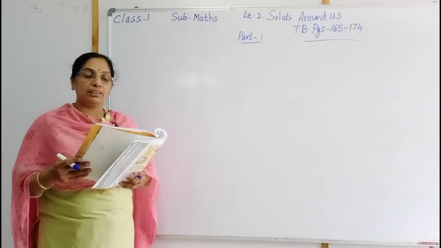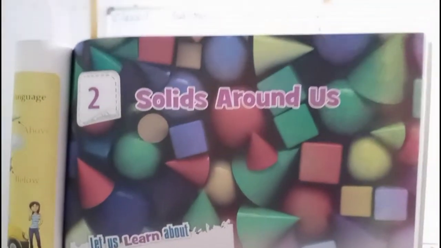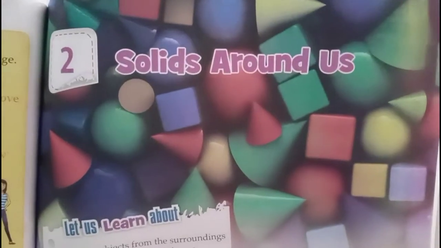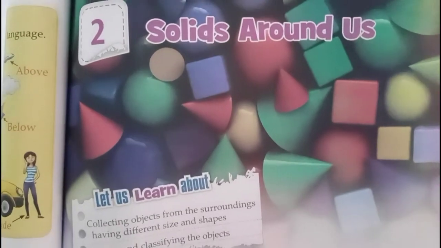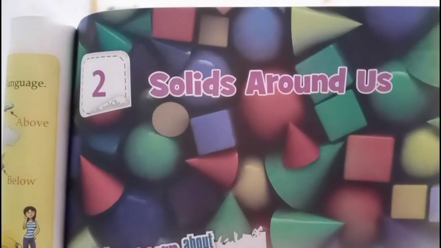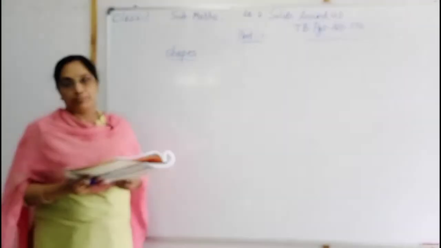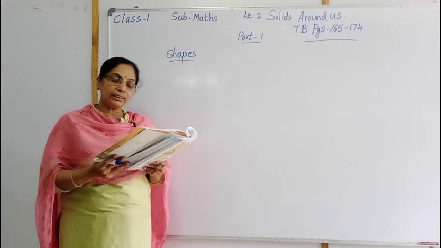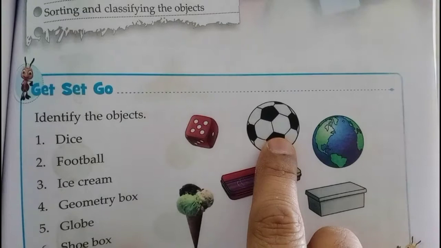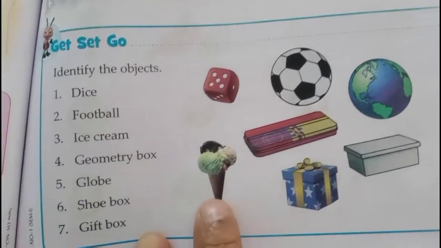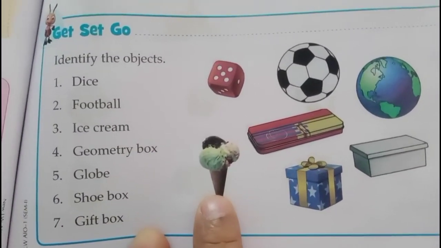Here we are seeing what the solids around us are. We are talking about the shapes of things. Here we are getting some pictures. The first one is dice, D-I-C-E. Second one, football, F-O-O-T, B-A-L-L, football. Third one is ice cream, I-C-E, C-R-E-A-M, ice cream.